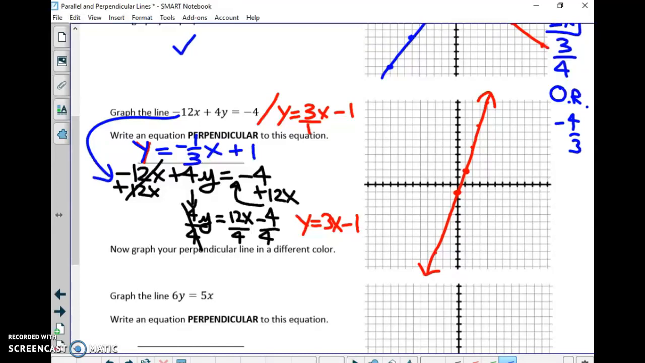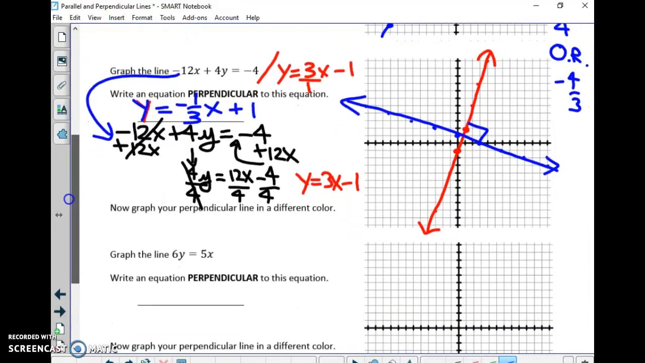And now we graph it. We graph the b first, the +1, right there. And then the slope is -1 over 3. Down 1, right 3. Down 1, right 3. If you continue the pattern, and the other way, up 1, left 3. And you should get a nice looking perpendicular line. Okay? The same thing will go for the bottom.